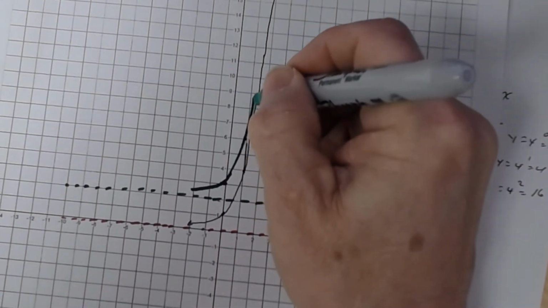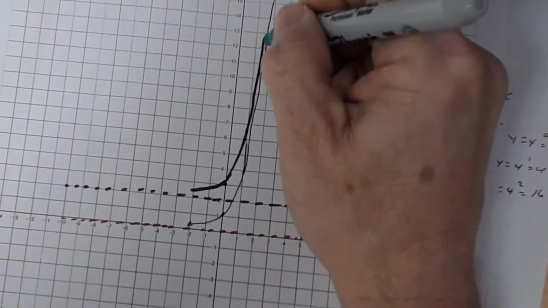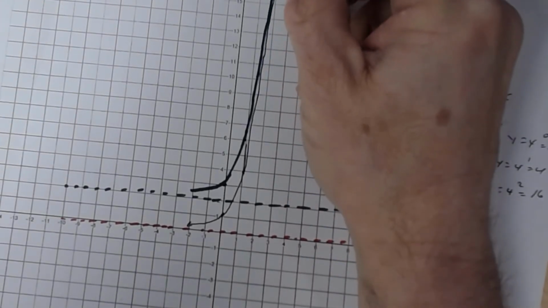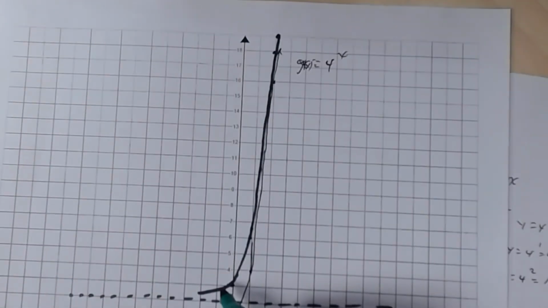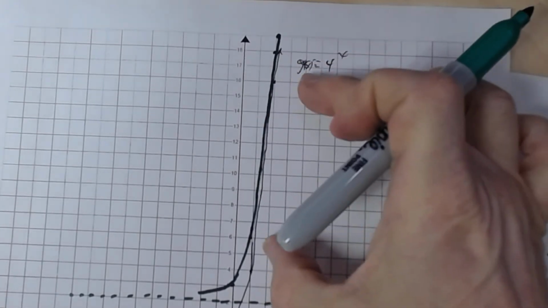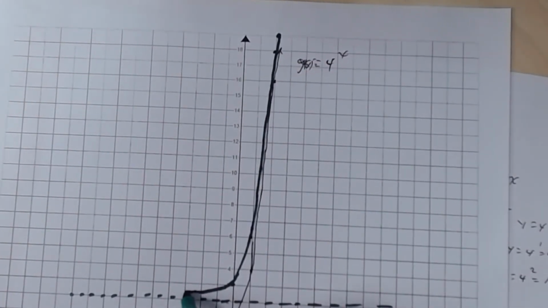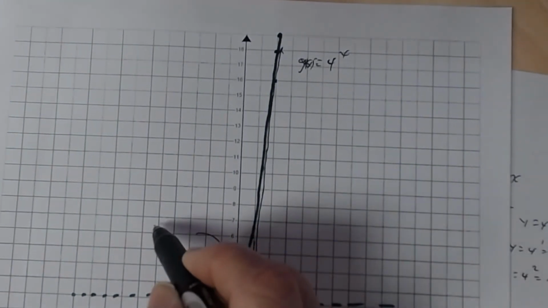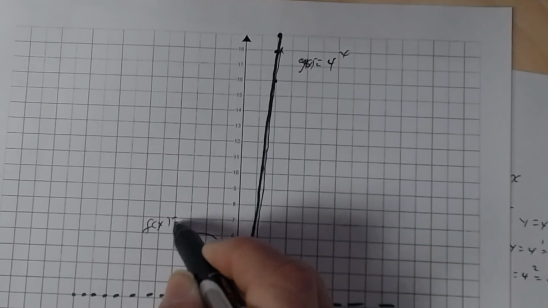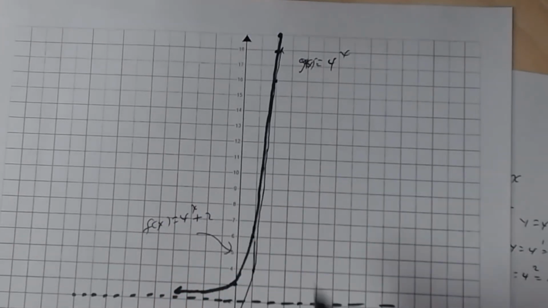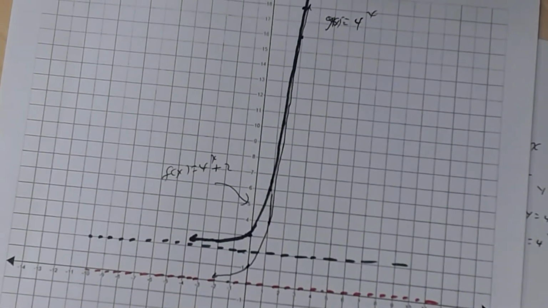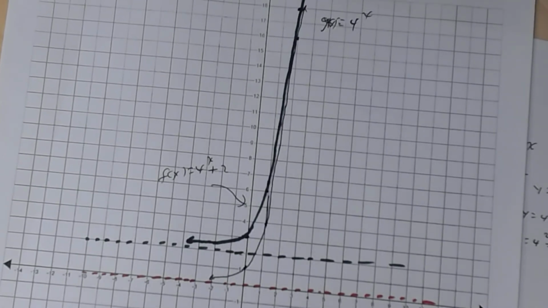Again, it's hard to graph this one because of the space here. All right, so there's the graph. This right here represents f of x, which is 4 to the x plus 2. And that's all you do. All right, let's look at another one.